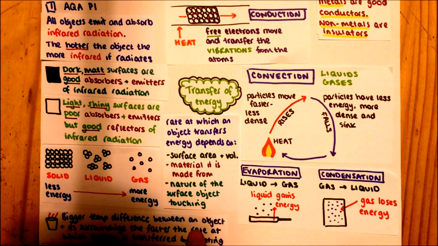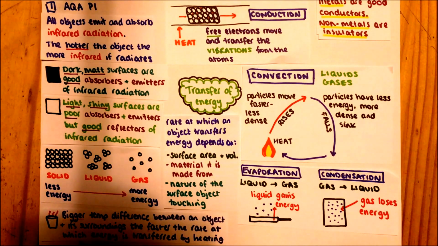And finally, and you're probably familiar with this from your ISA, the bigger the temperature difference between an object and its surroundings, let's think a hot cup of tea on a cold day, the faster the rate at which energy is transferred by heating. So this is basically saying that if it was a really warm cup of tea in a very cold day, that mug of tea is going to cool much faster because you've got a much bigger difference between the mug and the cold temperature outside. Okay, so the bigger temperature difference between an object and its surroundings, the faster the rate at which energy is going to be transferred by heating.